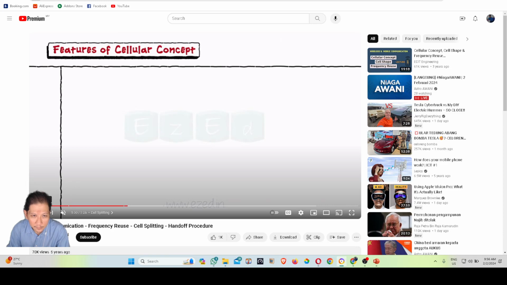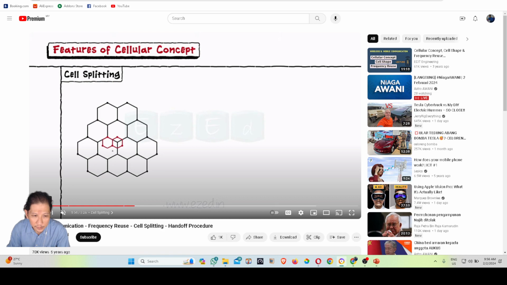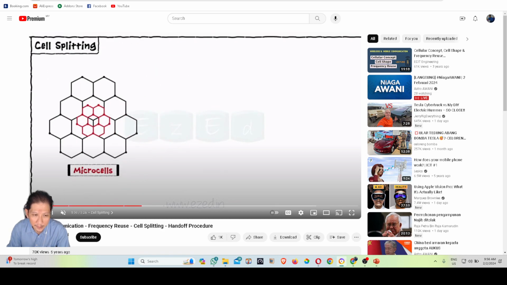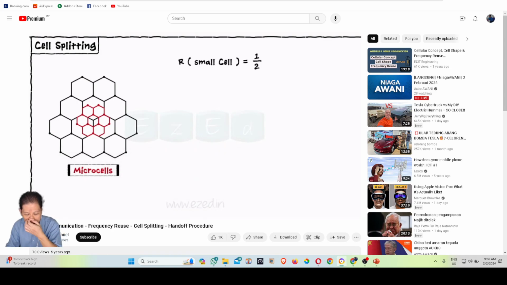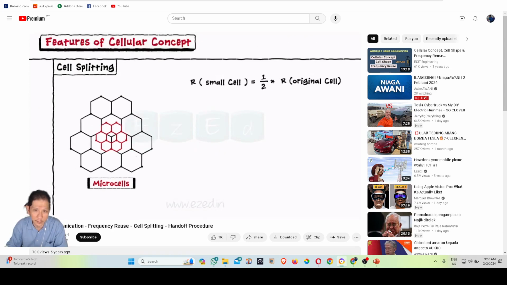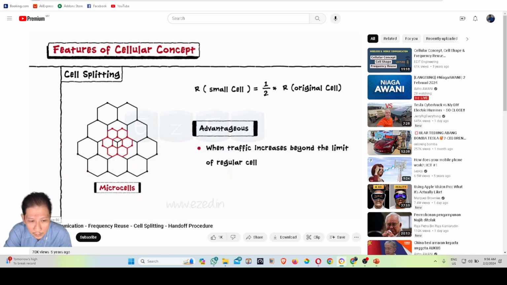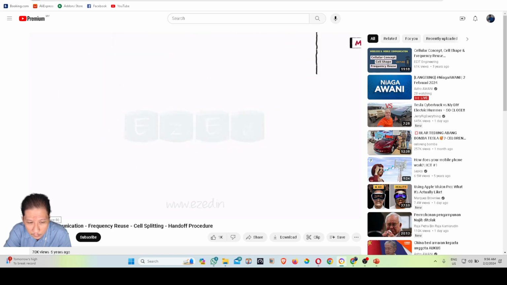And then features of cellular concept. Okay, we have cell splitting. We split the cell accordingly. Okay, this one we name a microcell. The splitting between the cells we name a microcell. The formula is R small cell equivalent to half of the R original cell. It has advantages. When the traffic increases beyond the limit of a regular cell, it will amplify.